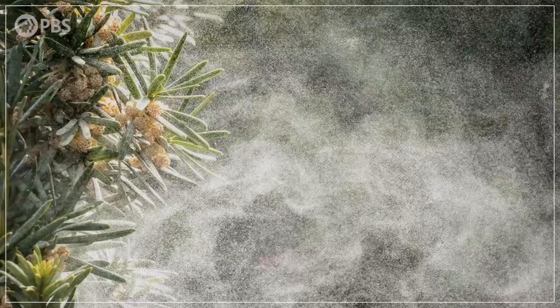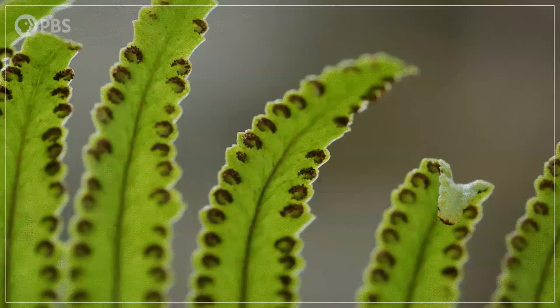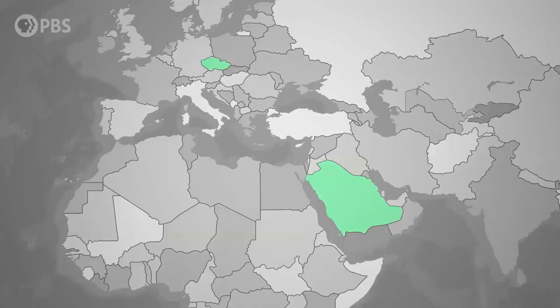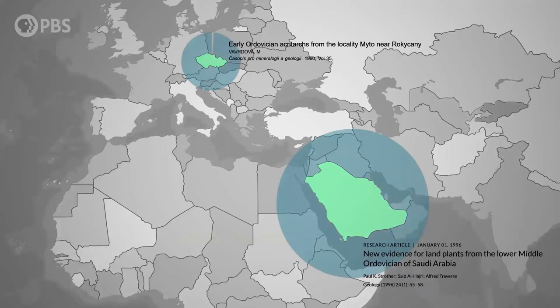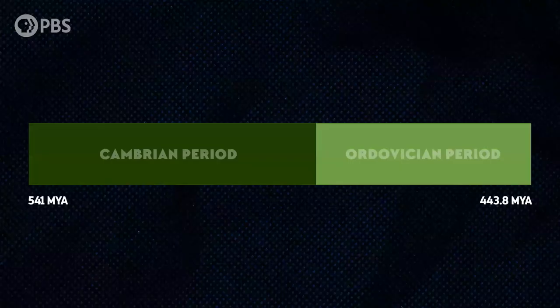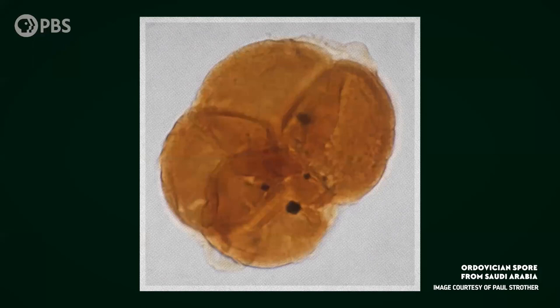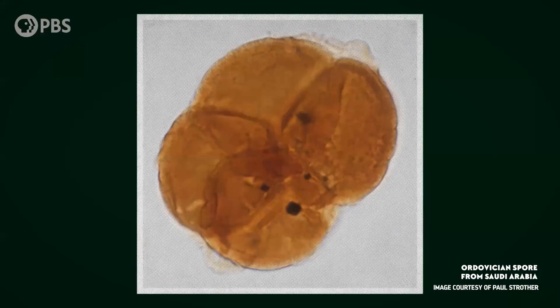But there were spores, like the ones you'd see today on a moss or a fern. Back in the 1990s, scientists found lots of plant spores in rocks from Saudi Arabia and the Czech Republic. These spores were dated to 462 million years ago, during that cooling event that took place in the Ordovician period. And they could tell they came from land plants and not aquatic plants, because the spores had a thick covering that all land plant spores have today.